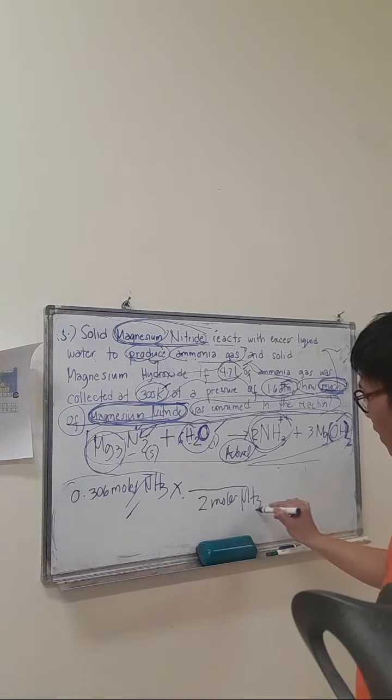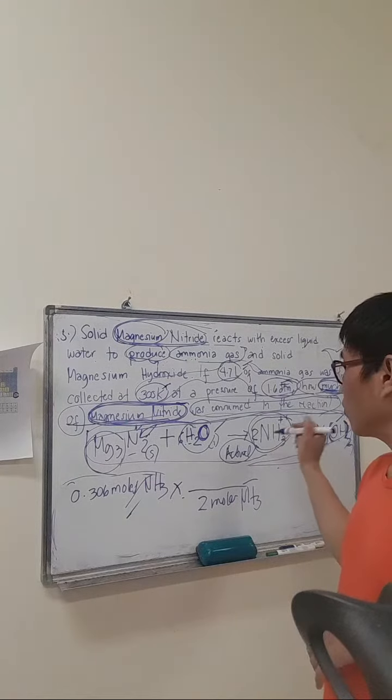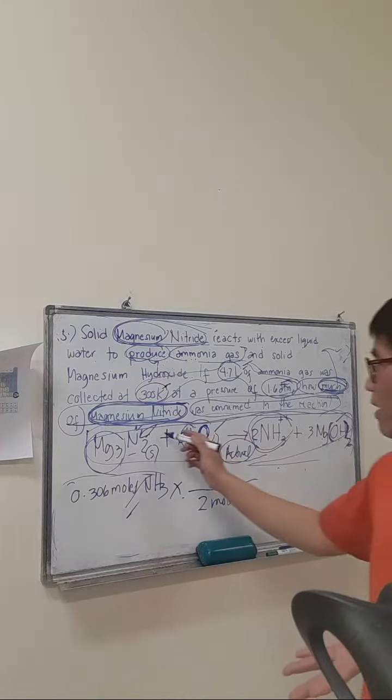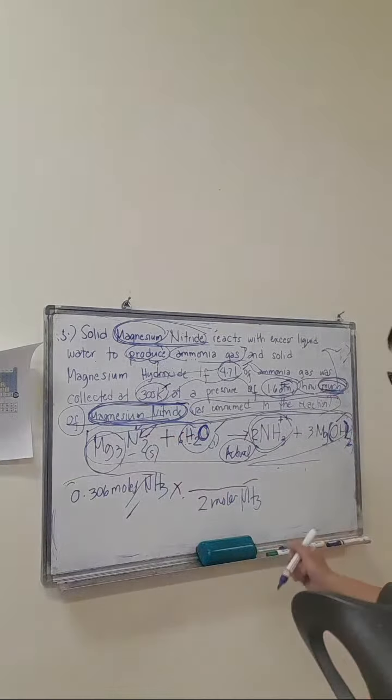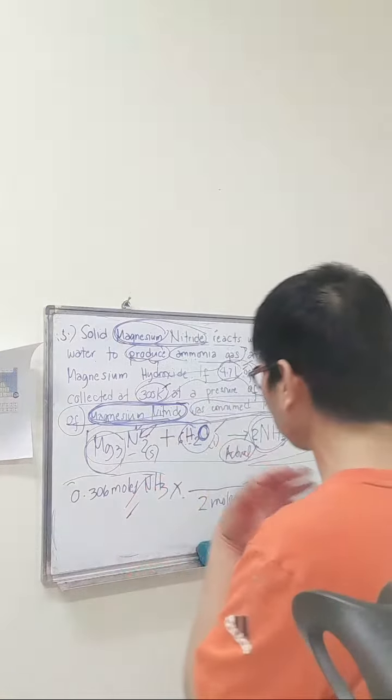Earlier, guys, we used the molecular weight, but that is the case of computing the mass of ammonia. But we're computing for the mass of magnesium nitride, so it's not our concern. We'll go directly to the actual stoichiometric relationship between ammonia and magnesium nitride so that we can compute the mass of magnesium nitride, not the mass of ammonia.